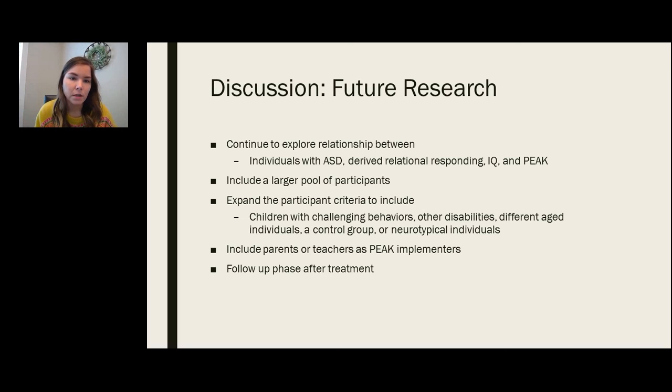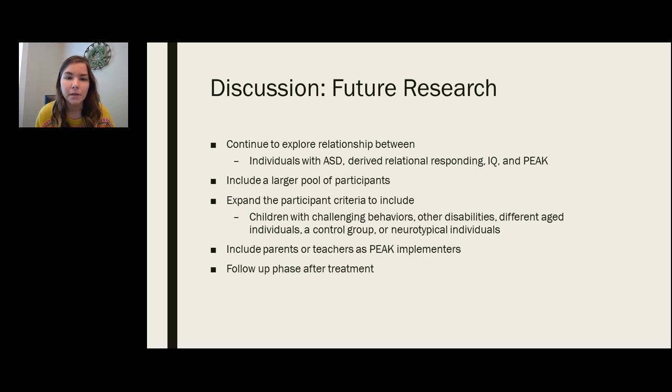Future research. So continue to explore the relationship between individuals with ASD, derived relational responding, IQ, and PEAK. Include a larger pool of participants, expand the criteria to include neurotypical kids, children with challenging behaviors, other disabilities, different ages, possibly a control group. Another idea would be to include parents and teachers as PEAK implementers so that those sessions that we did miss could be made up at home or at school.